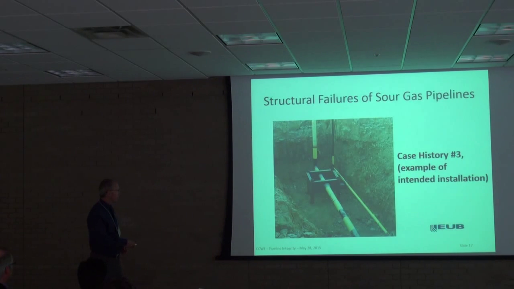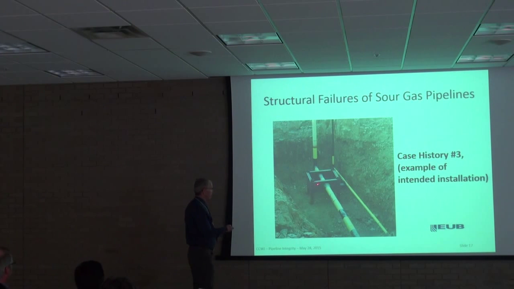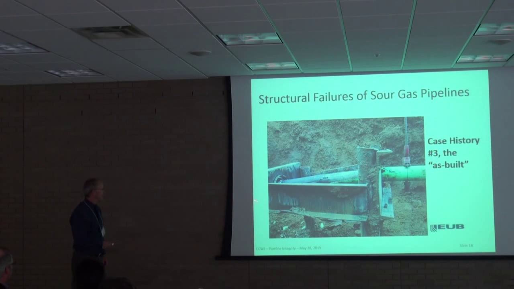So this is an example of what an anchor block should look like. A support, nice, everything kind of nice and straight. And this is what this one actually looked like. It doesn't look like very good quality craftsmanship, does it? So you have to be aware that sometimes you may think people in the field are going to do everything right, but if you don't pay attention to it, there are companies that do take shortcuts. This ended up cracking and failing.